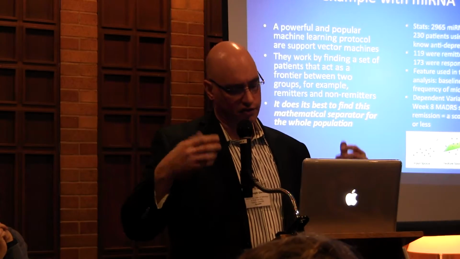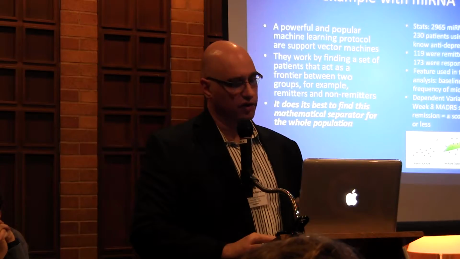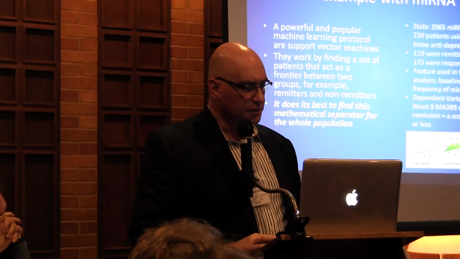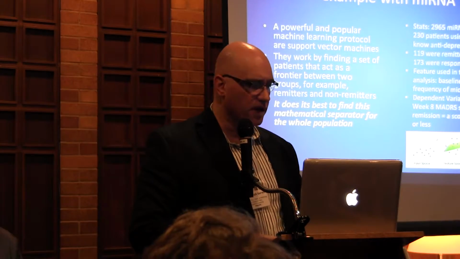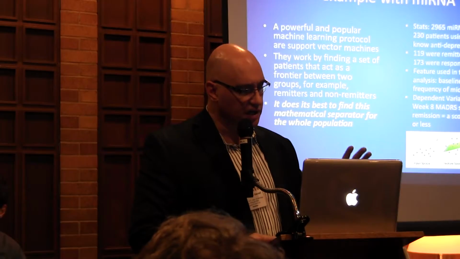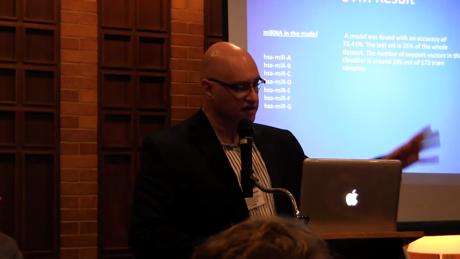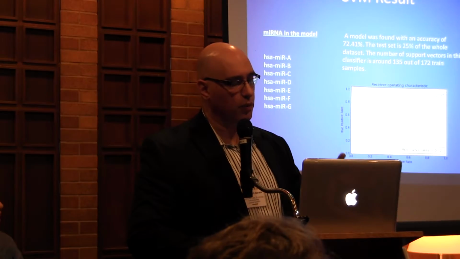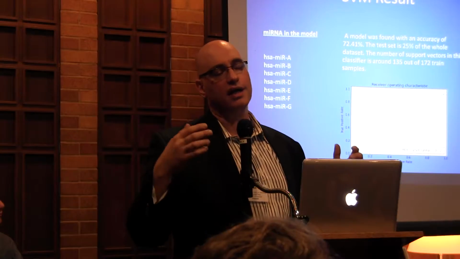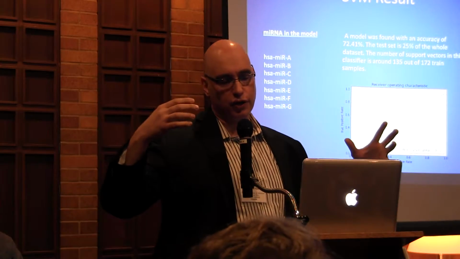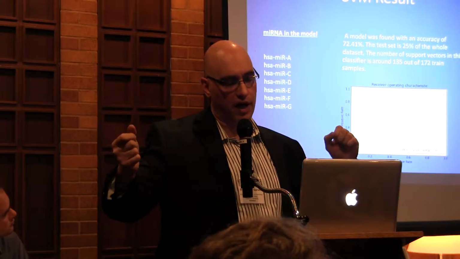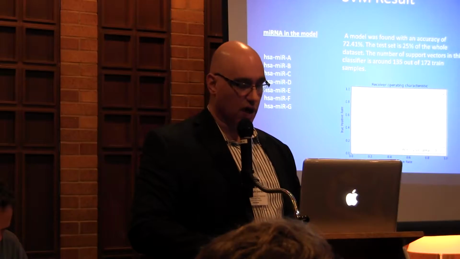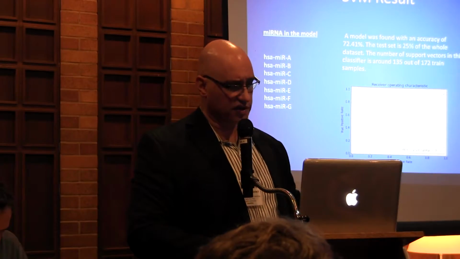MicroRNAs are just these molecules. Those of you who don't know, they're part of our molecular circuitry at a very deep level. And so we had responders and we had remitters, and we're trying to get the machine to learn. And what it did is it figured out some microRNA. I can't put them up there because we haven't published it yet. And with 72% accuracy, it did its best to figure out how to separate people who went into remission versus people who didn't when they were given a drug, specifically duloxetine.